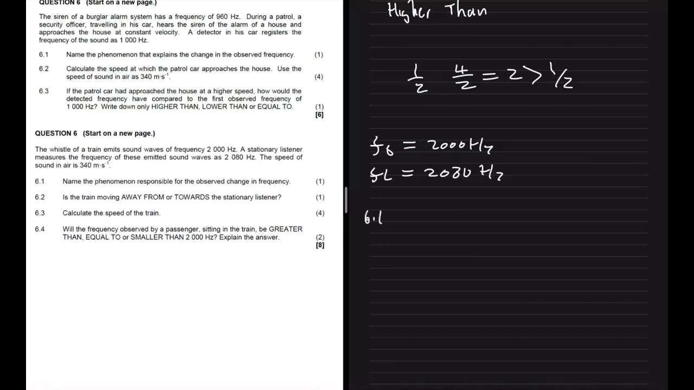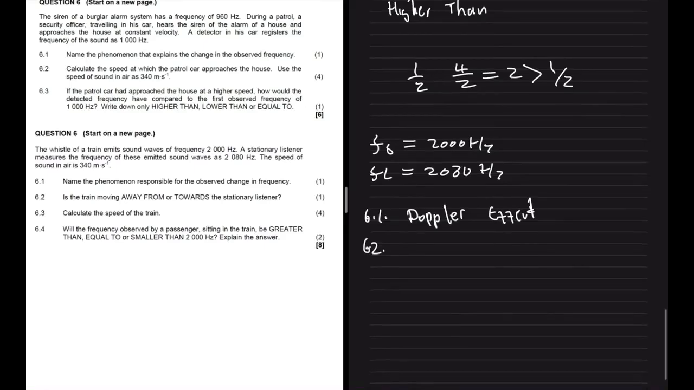So it's either the sound source is moving towards the listener, or the listener is moving towards the sound source. Name the phenomenon responsible for the observed change in frequency. That's the Doppler effect. The frequency observed is different from the frequency emitted because of the relative change in position between observer and listener. 6.2: is the train moving away from or towards? It's moving towards, because the observed sound is greater than the emitted.